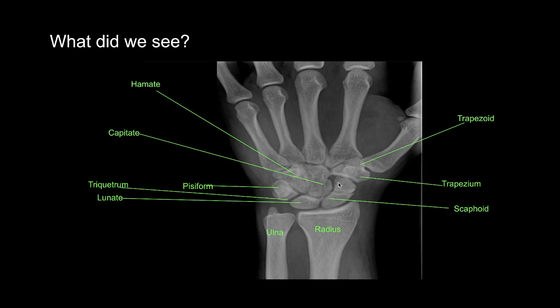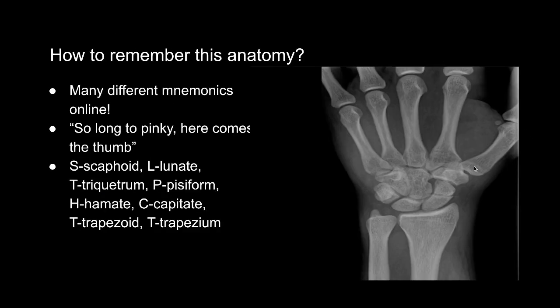All right, so getting into how to remember all those bones, because I know there's a bunch. There are going to be a lot of mnemonics online as well, so feel free to read up on those. But the one we like to use is "So long to pinky, here comes the thumb." So we use the S and the O to be the scaphoid, L being the lunate, the T and the O being the triquetrum, the P being the pisiform, H being the hamate, the C being the capitate, T being the trapezoid, and T being the trapezium.